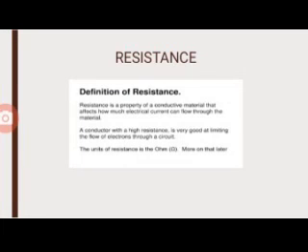The next one is resistance. Resistance is a material used to restrict the flow of charge. The flow of charge is called current. So the resistance is a material used to restrict the flow of current. Next, the unit of resistance is the ohm.